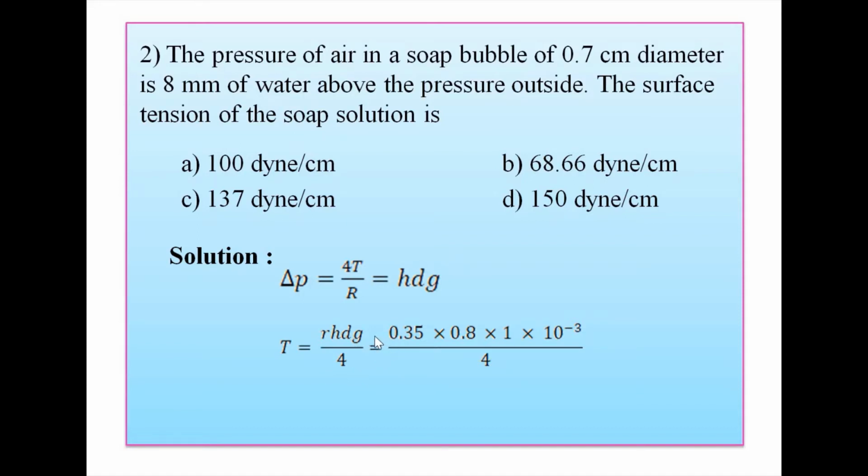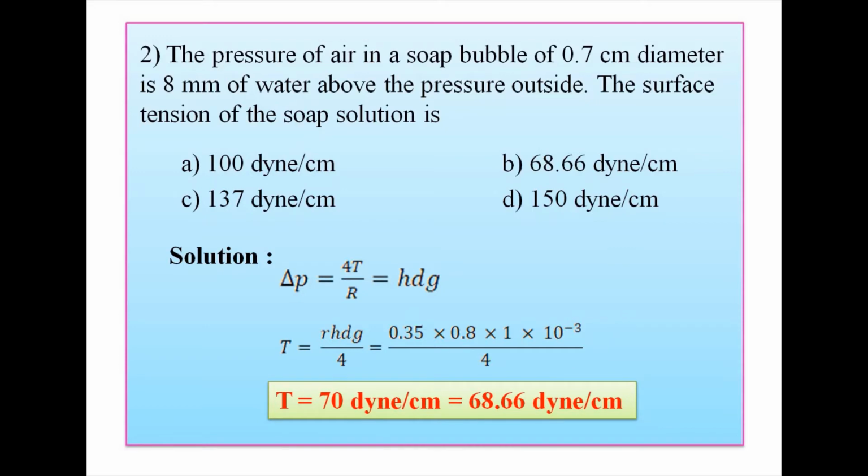Putting the values in this formula, the diameter given is 0.7, so the radius becomes 0.35, into 0.8 into 1 into 10 raised to minus 3, divided by 4. Solving this step, we get the final answer. The surface tension has the value of about 70 dyne per centimeter, that means nearly 68.66 dyne per centimeter. So option B is correct, having the value 68.66 dyne per centimeter. So let's see the next objective.